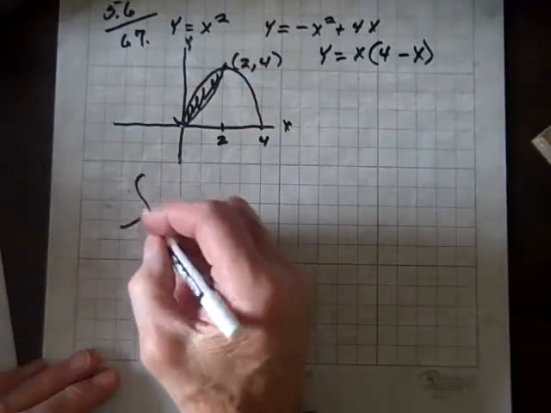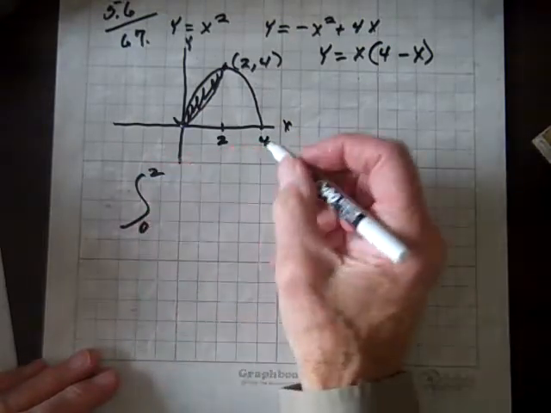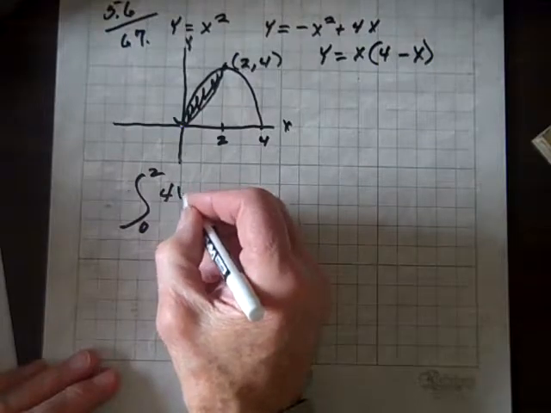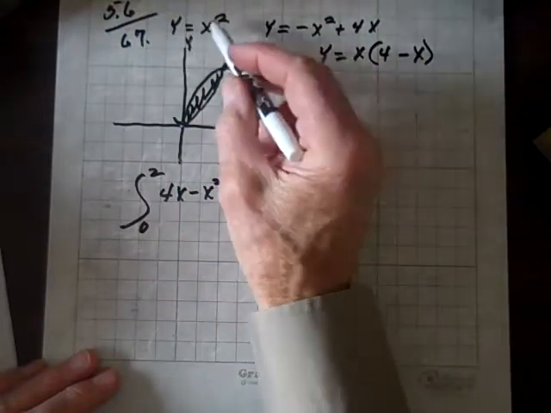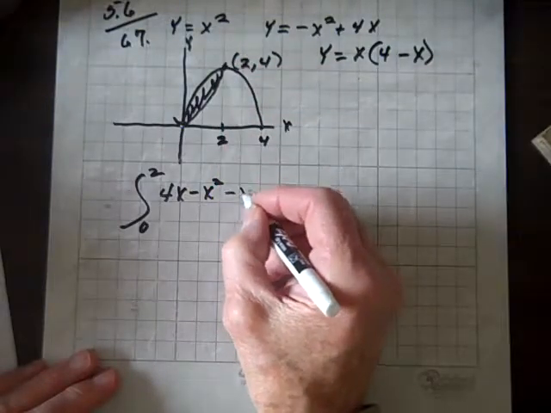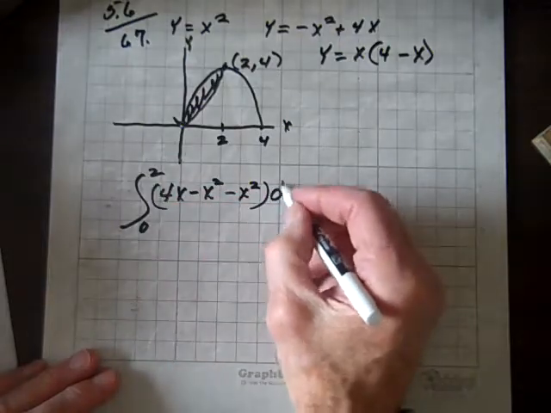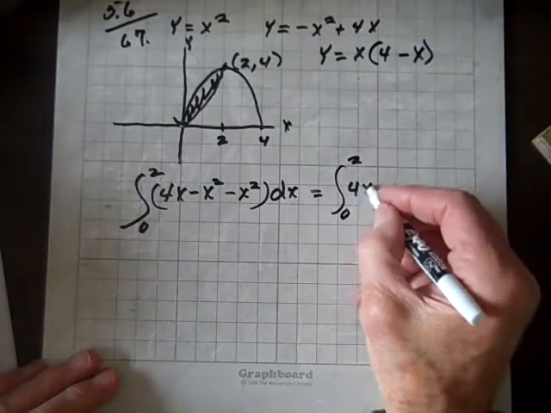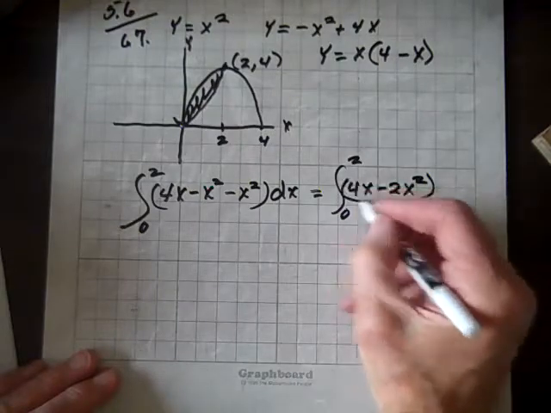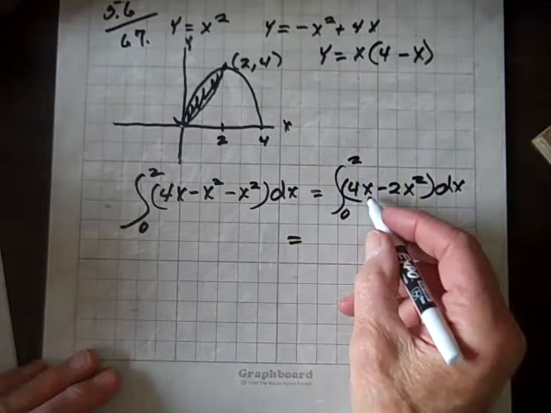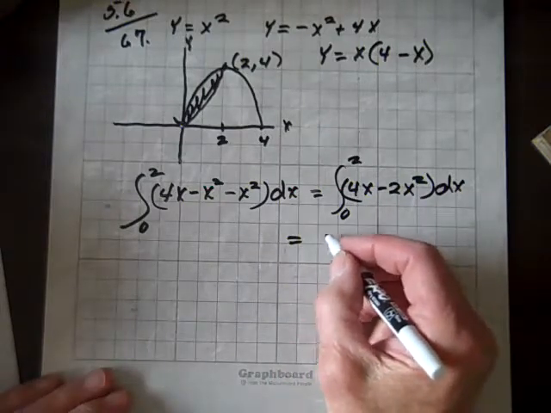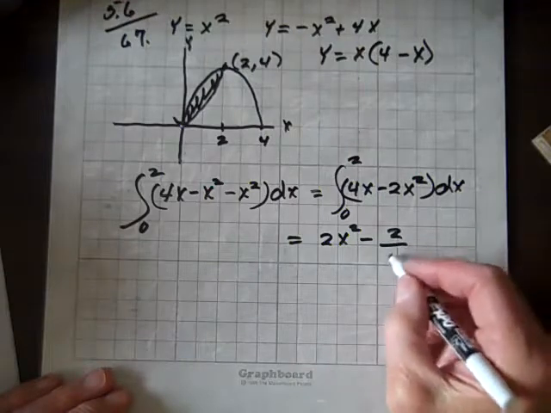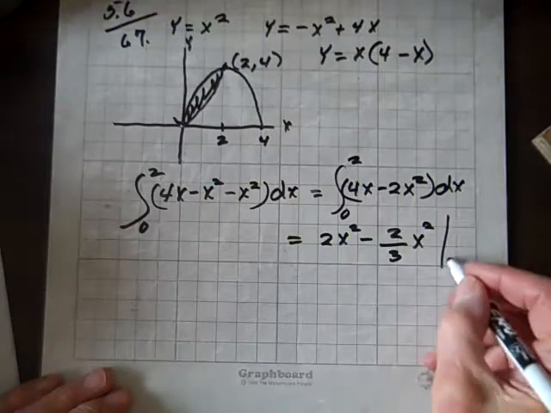So we'll integrate this from 0 to 2, and the top curve is 4x minus x squared, and then from that we're going to subtract the bottom curve, which is minus x squared, and then dx, and so this equals the integral from 0 to 2 of 4x minus 2x squared dx, and that equals the antiderivative of 4x, which is 2x squared, minus, oh boy, 2 over 3 x cubed, and we're going to evaluate that from 0 to 2.